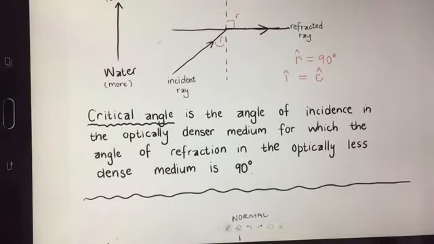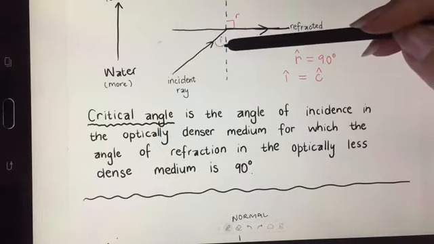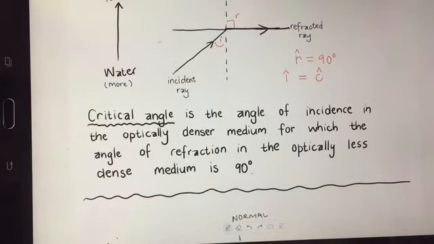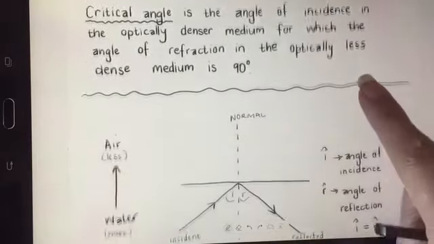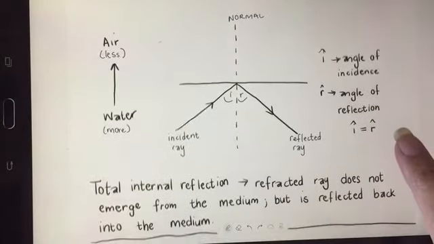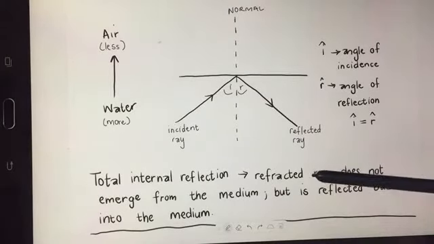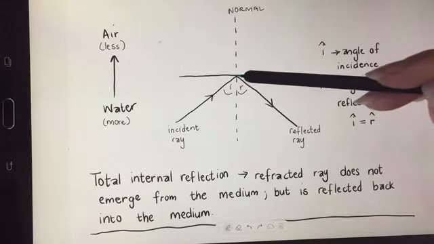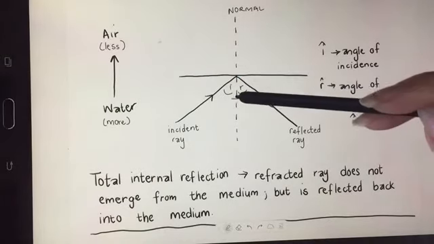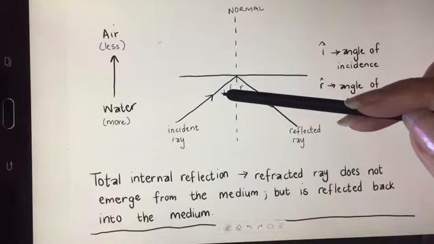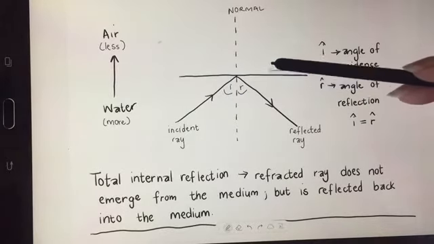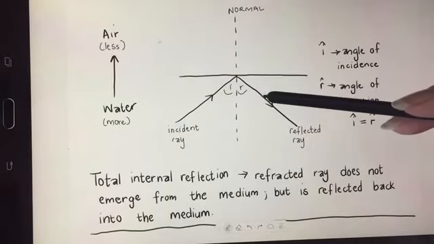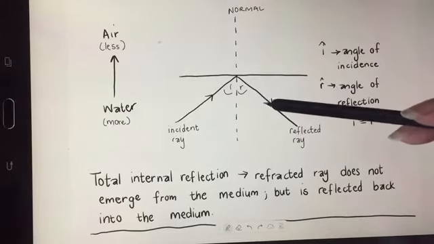Then, if we go even further and we increase the size of this angle even more, so the angle of incidence becomes greater than the critical angle, then the following is going to happen, and we refer to this as total internal reflection. In our previous example, the refracted ray moved along the boundary here, but if the angle of incidence is greater than the critical angle, the refracted ray doesn't emerge, it doesn't come out into the air. It is actually reflected, it bounces back into the medium, so it goes back into water.